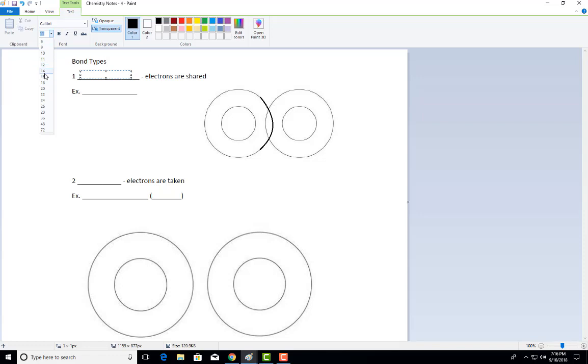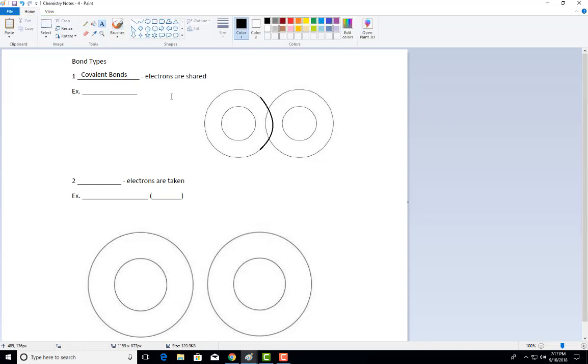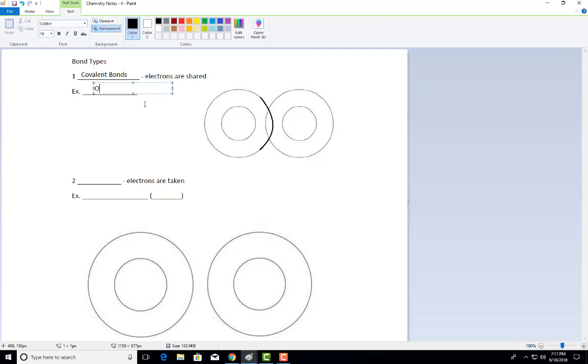And because they're shared, the easy way to remember is that when you cooperate with someone, you end up sharing. And so these are covalent bonds. And just remember, co's in cooperate is in share. And so they're going to share the electrons. They're not going to take them from each other. They're just going to share. And our example of this is going to be oxygen.